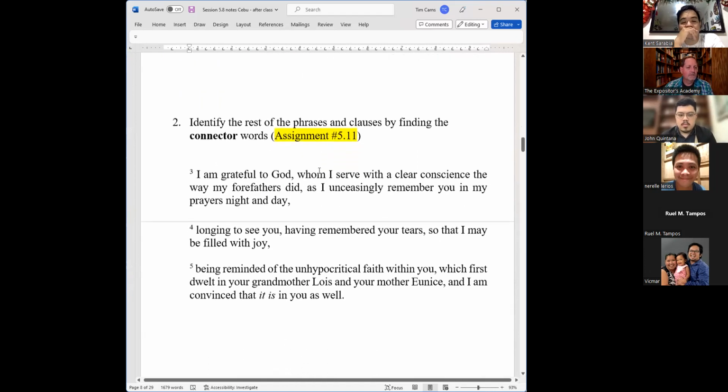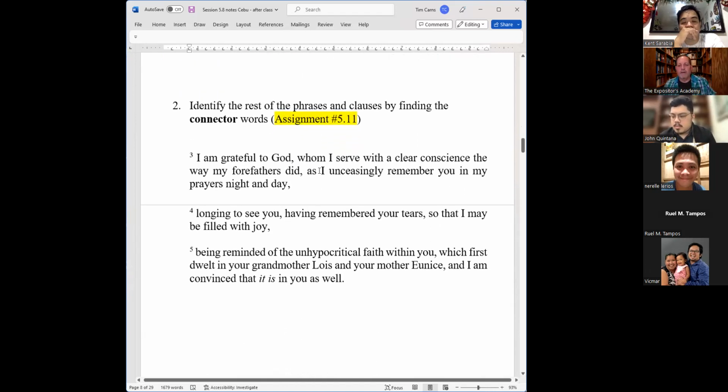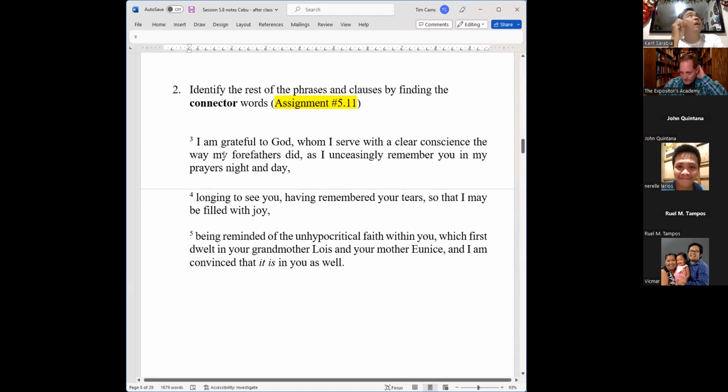The second is now to identify the remaining phrases and clauses. And how we do that is to look for the connector words, which again, I remind you, assignment 5.11 is to find the connector words for all the connector words in 2 Timothy. And some of you have finished that assignment. But for this part, that's really a step we would need to take for diagramming the book of 2 Timothy, which is assignment 5.12. But for here, let's go through together.